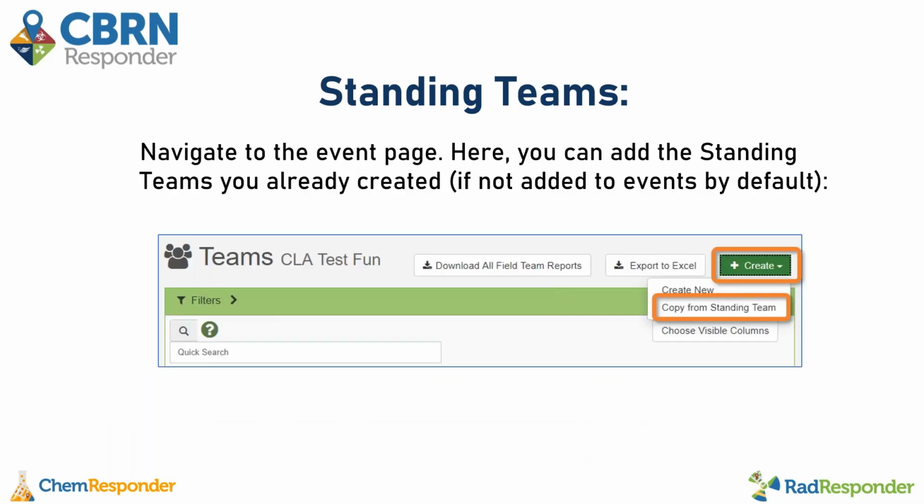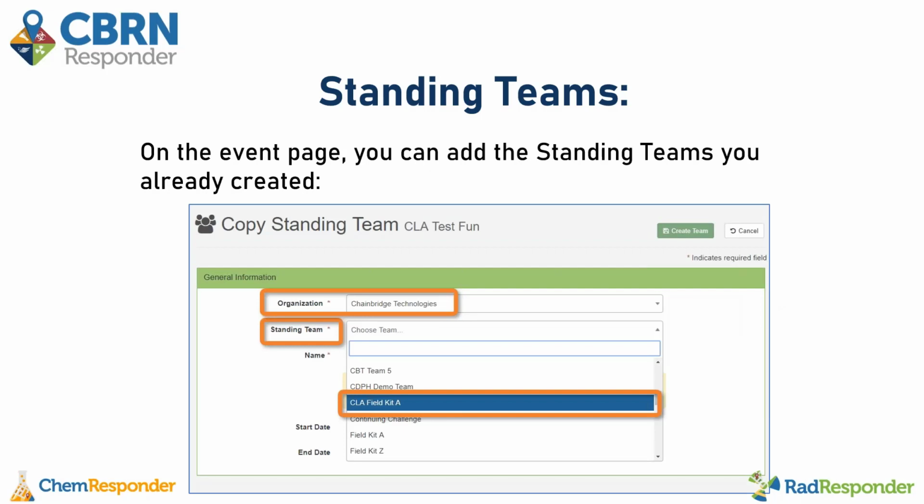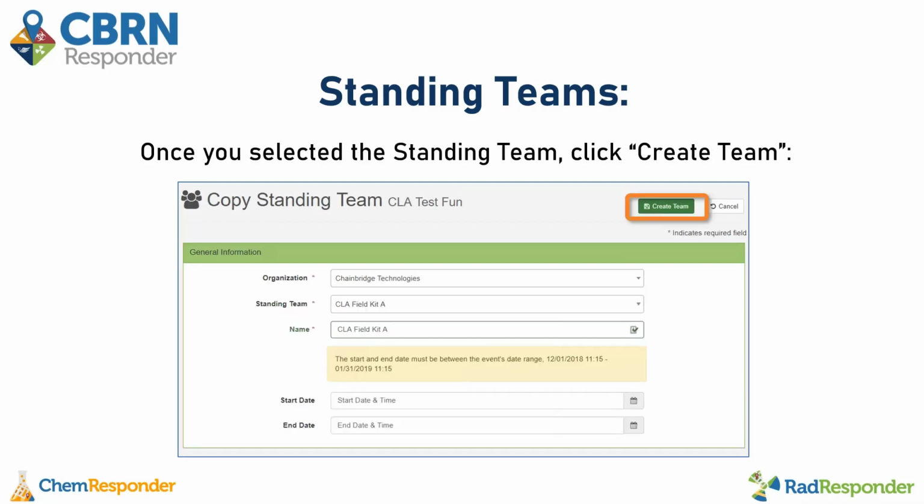If you choose to not add your standing team to all events by default, that's okay. You still have the option to add your standing team to a specific event by clicking Create, like I mentioned earlier, and then Copy from Standing Team. If you click Copy from Standing Team, you'll select the organization. So if you're a member of more than one organization, you can choose which of your organization's standing team you want to copy, and then you'll just select the standing team. So I'm clicking CLA Field Kit A. Now I'm going to click Create Team to add the standing team to my event.